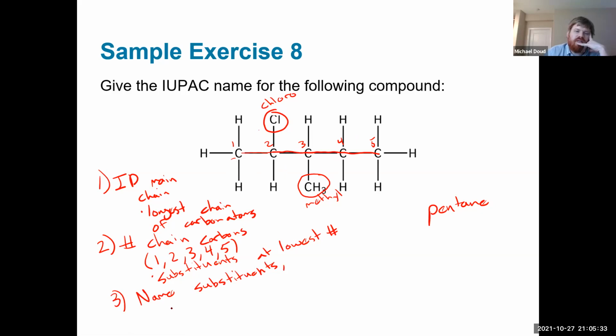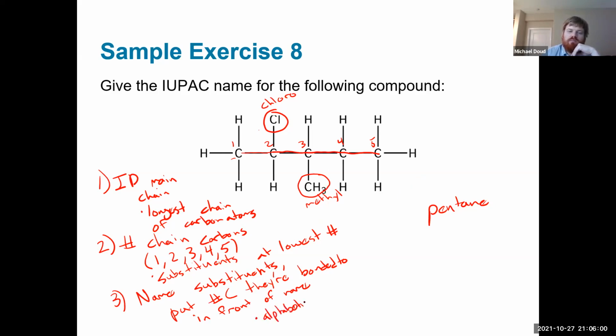Name the substituents, and put the number of the carbon they're bonded to in front of their name. So here we've got 2 chloro, 3 methyl. Just so you know, they're listed in alphabetical order. So we'll put this here as well. Chloro versus methyl. Chloro is going to come first because it's C over M.